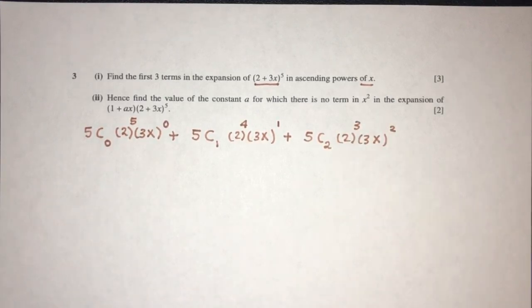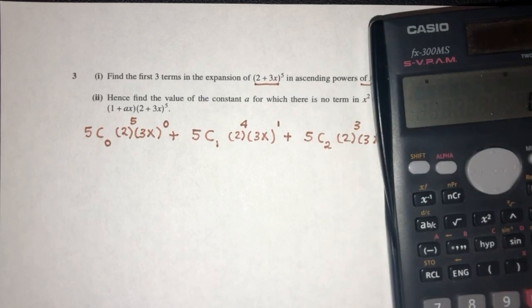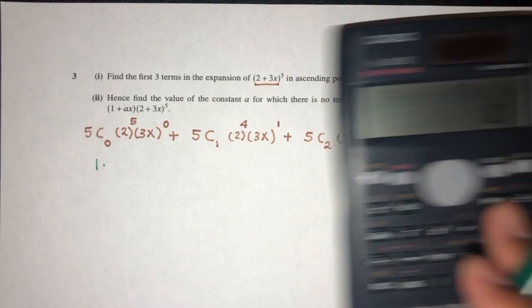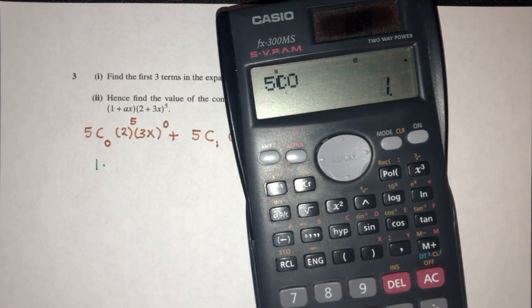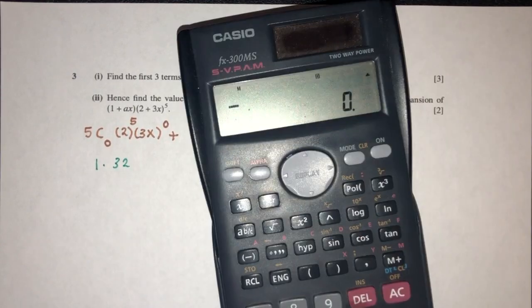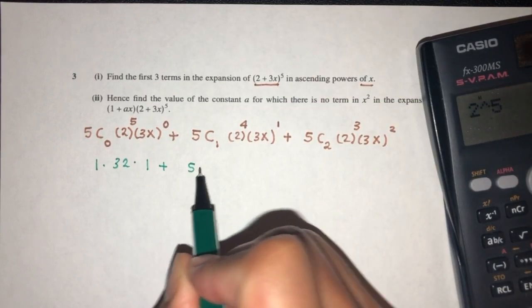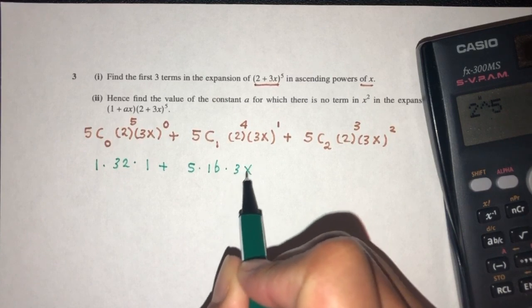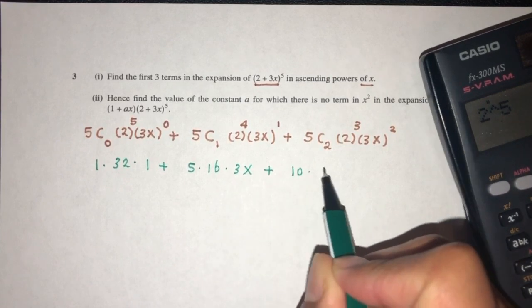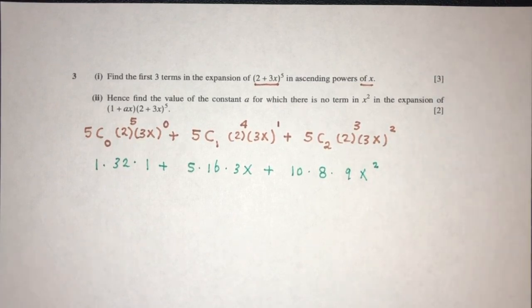Now we just have to simplify term by term and find the exact value of each term. So here obviously it is 1. So let's try 5 choose 0 should be 1. 2 power 5 should be 32, but let's check. Yeah, and anything power 0 should be just 1. That should be 5 here, and that should be 16, that should be 3x, 10, that should be 8, and 9x squared. But of course always check using your calculator.